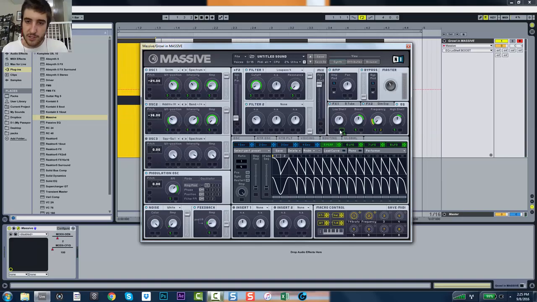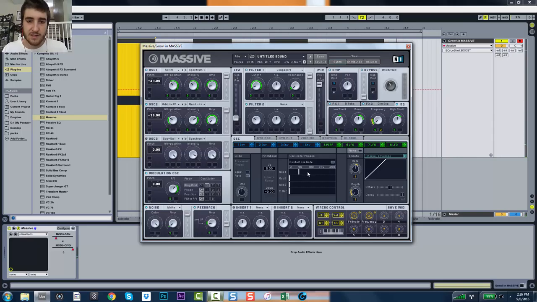Then a thing I like to do on the low end is kind of go against it. So when it's at that peak, feel like it's sucking out and coming back. Then you can play around with these. That sounds good to me.